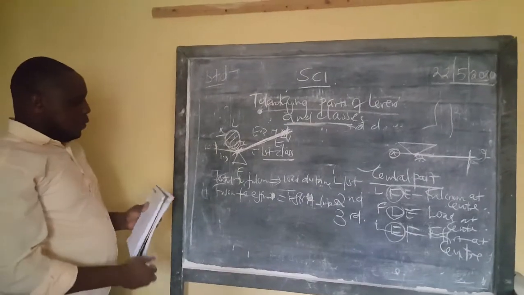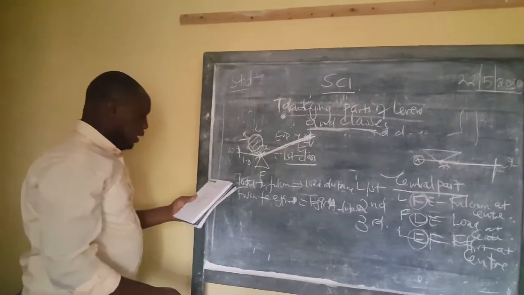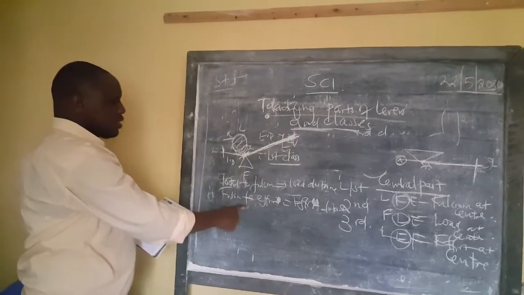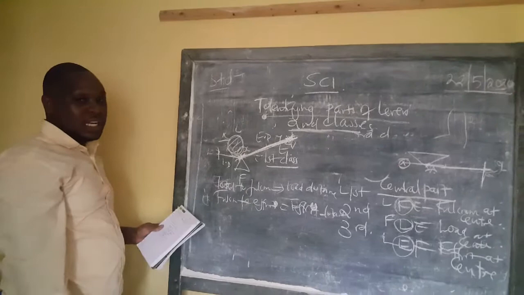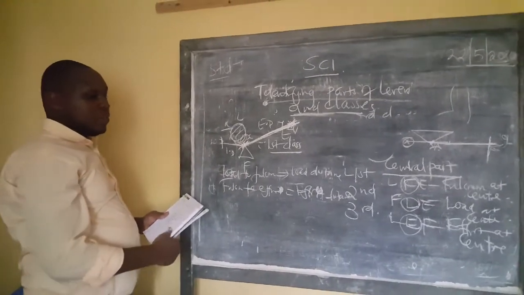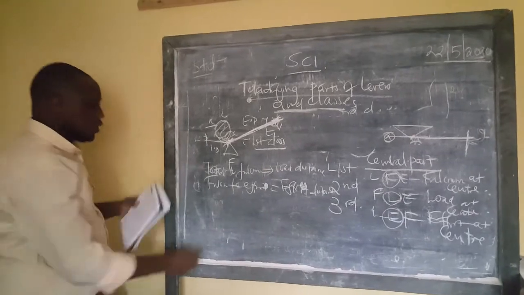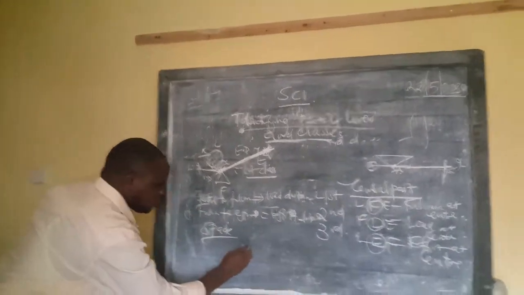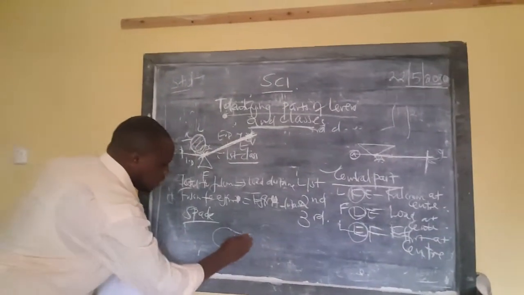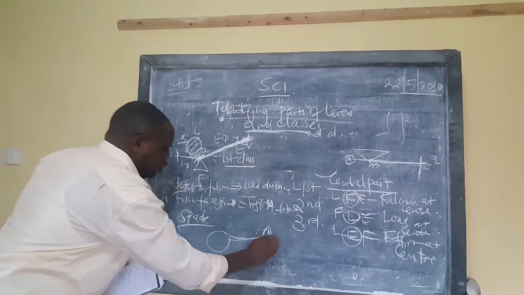So the next one I wanted to talk about is the spade. Now we have said this is in which class? First class, because the fulcrum is found at the center. So we go to the next one, which is the spade, and the spade is going to be drawn like this.